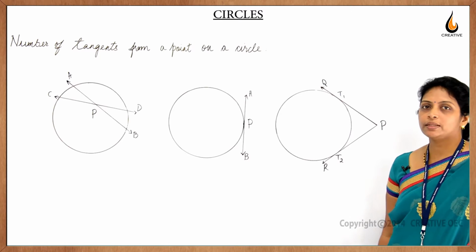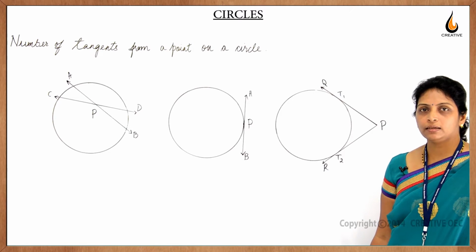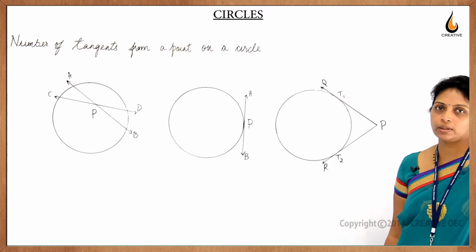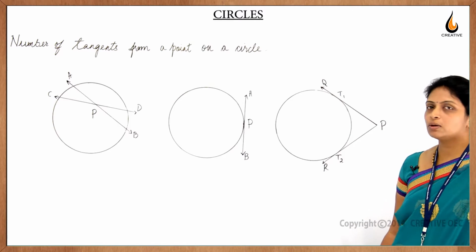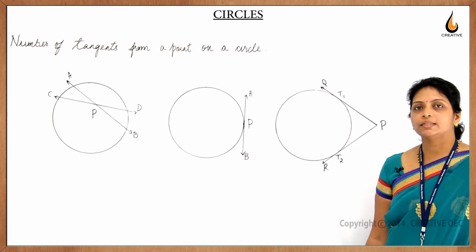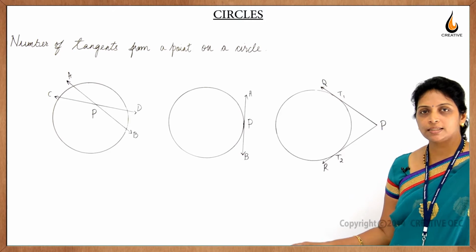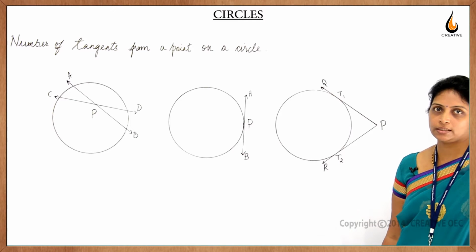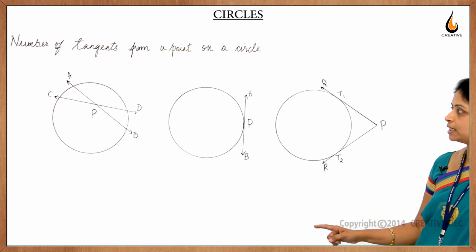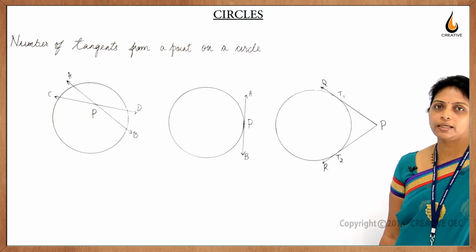You can see that when the point P is inside the circle, if you draw any line, it will touch the circle at 2 points. So, it cannot be a tangent. A tangent is a line which touches the circle only at one point. So, for any point which is inside the circle, you cannot draw tangents. They will all become secants. So, in the first case, when the point P lies inside the circle, we cannot draw any tangents to the circle.